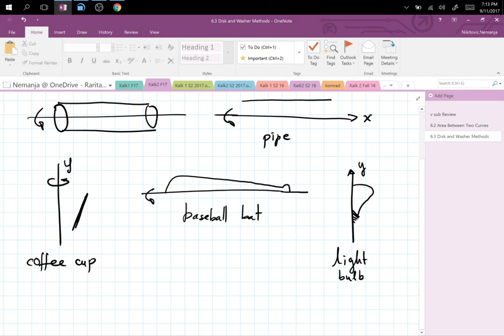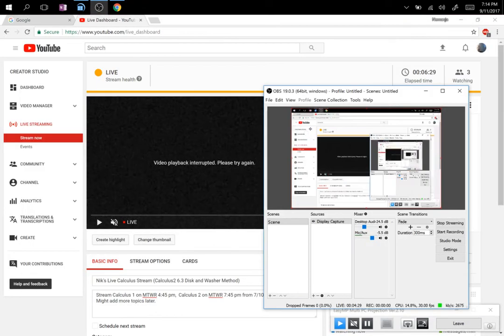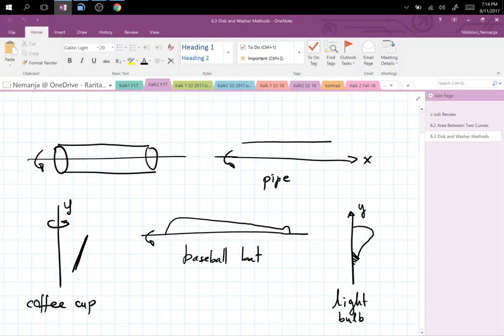So the baseball bat, you will cut this way and you will get a circle. The coffee cup, you will cut again and you will get a circle. So every time you cut an object, you will get a circle. We know that the volume is the area of the base times the height.